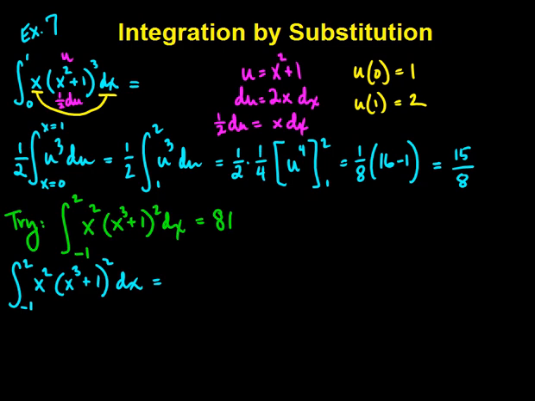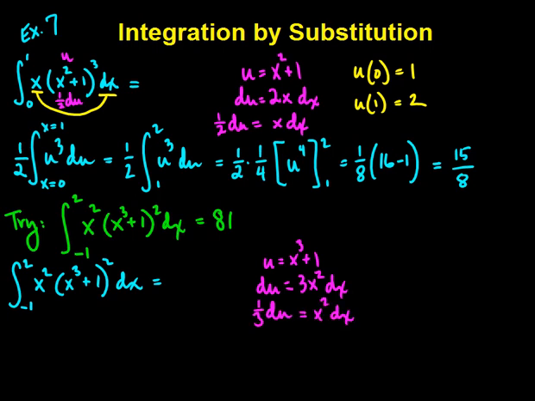So we can see in this definite integral, we have function composition. The inside function is x cubed plus 1. Its derivative would be 3x squared, which is a constant multiple of the x squared on the outside. So we're okay to go with this. u is equal to x cubed plus 1. du is equal to 3x squared dx.